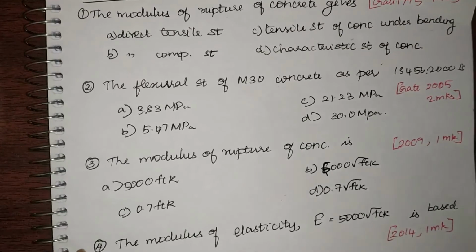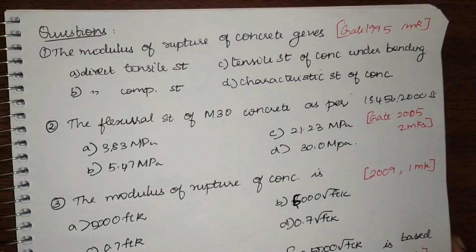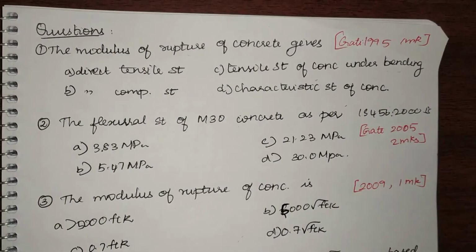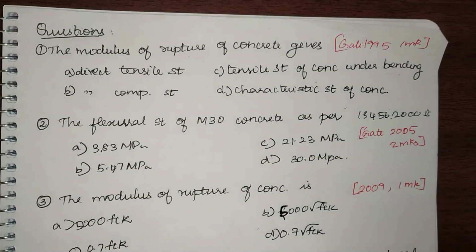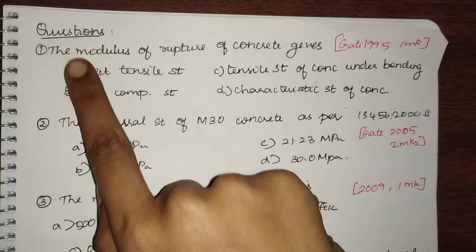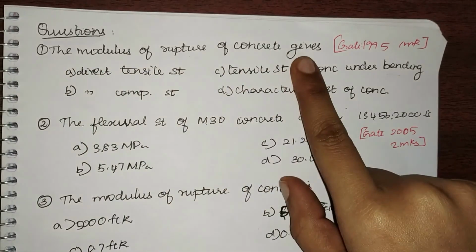Now let us look into 6 questions that have been asked in previous GATE questions. So I will be solving 3 questions, and the other 3 questions you will be solving and commenting the answers below. Don't worry, all those concepts are already covered in this video, so you can find the answers like a champ. So first is the modulus of rupture of concrete gives what?